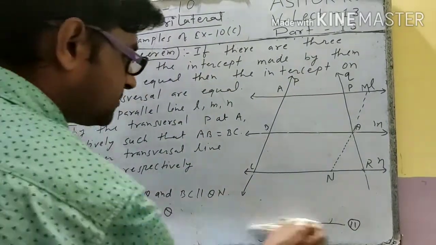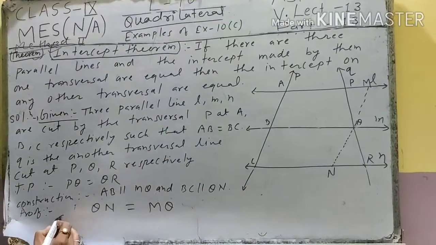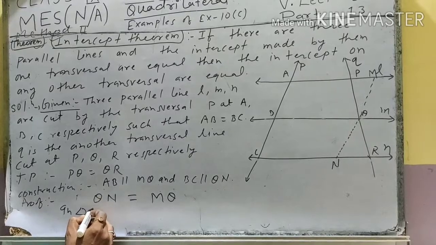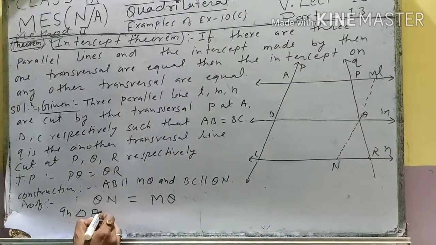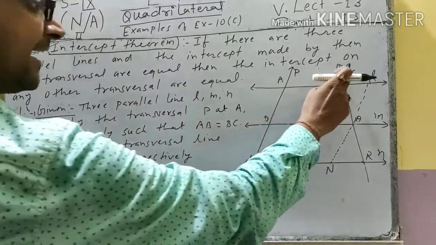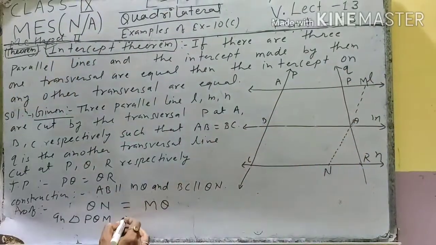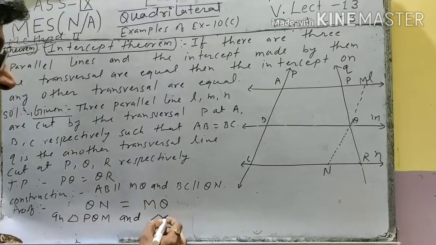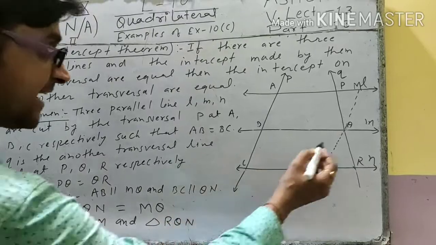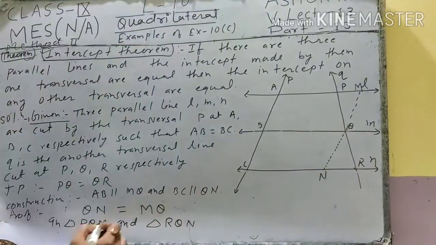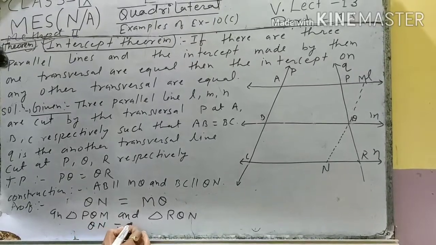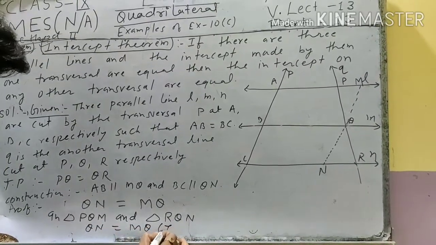Take two triangles here, student. In triangle PQM and triangle RQN. In triangle PQM and RQN, first of all, write down, student, QN is equal to MQ, just proved.